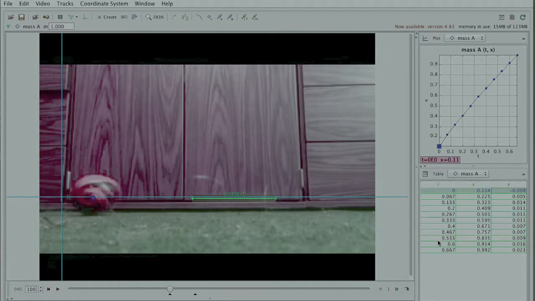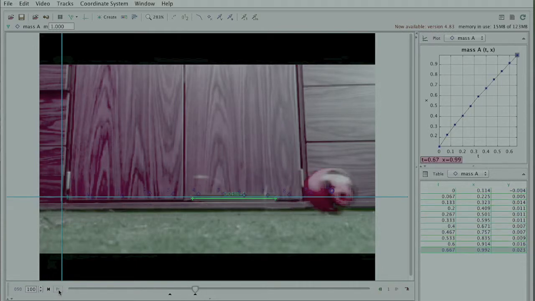As you can see over here, the time is tracked for each position. Time begins at 0 seconds and ends at 0.667 seconds. Also, the ball's positive x position is tracked here and here, and it begins at 0.114 meters and ends at 0.992 meters. And now we will watch the ball travel at a constant velocity.